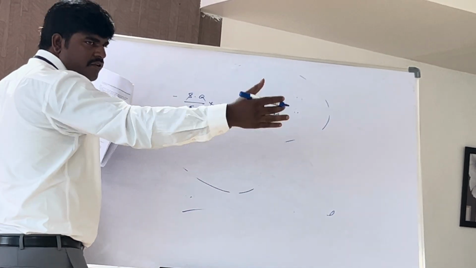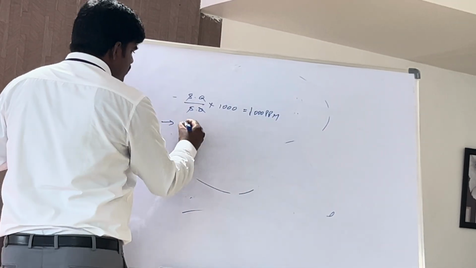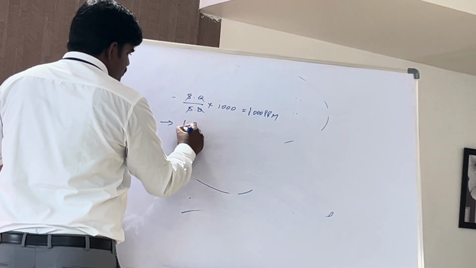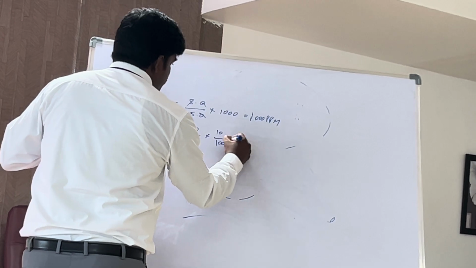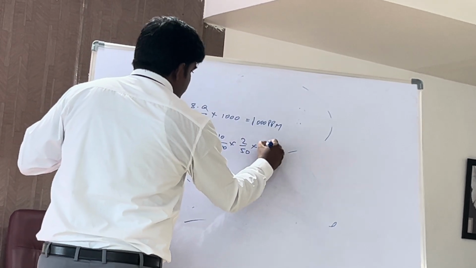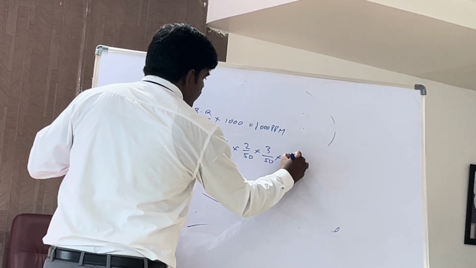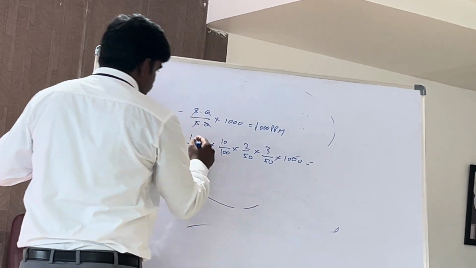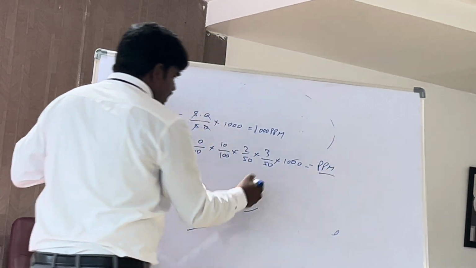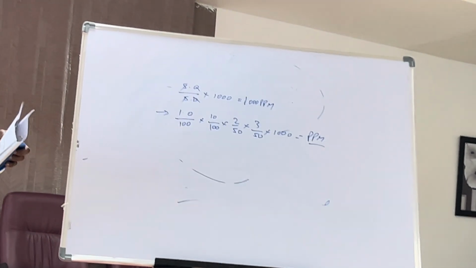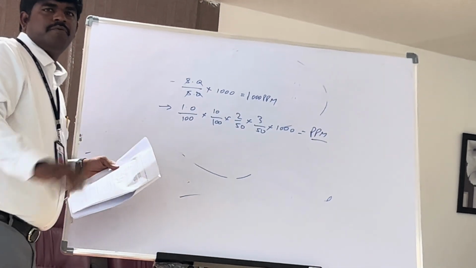If you have 10 dilutions or 20 dilutions, it doesn't matter. For example, 1 gram of the solution taken into 100 ml, further 10 ml to 100 ml, further 2 ml to 50 ml, further 3 ml to 50 ml, and then finally you put 1000 and do all this calculation, you will get the ppm solution. Based on that, you simply prepare the quantity of ppm solution you require.